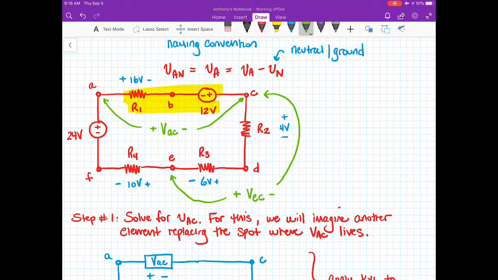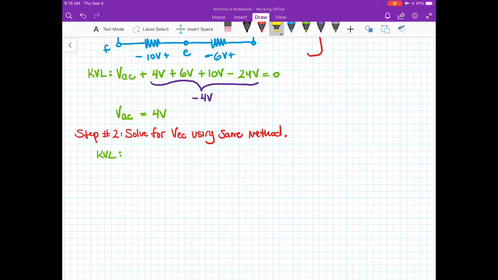All right, so now VEC is going to contain these two elements. So really what we need to do is just write out KVL for this circuit, replacing those two elements with a box.